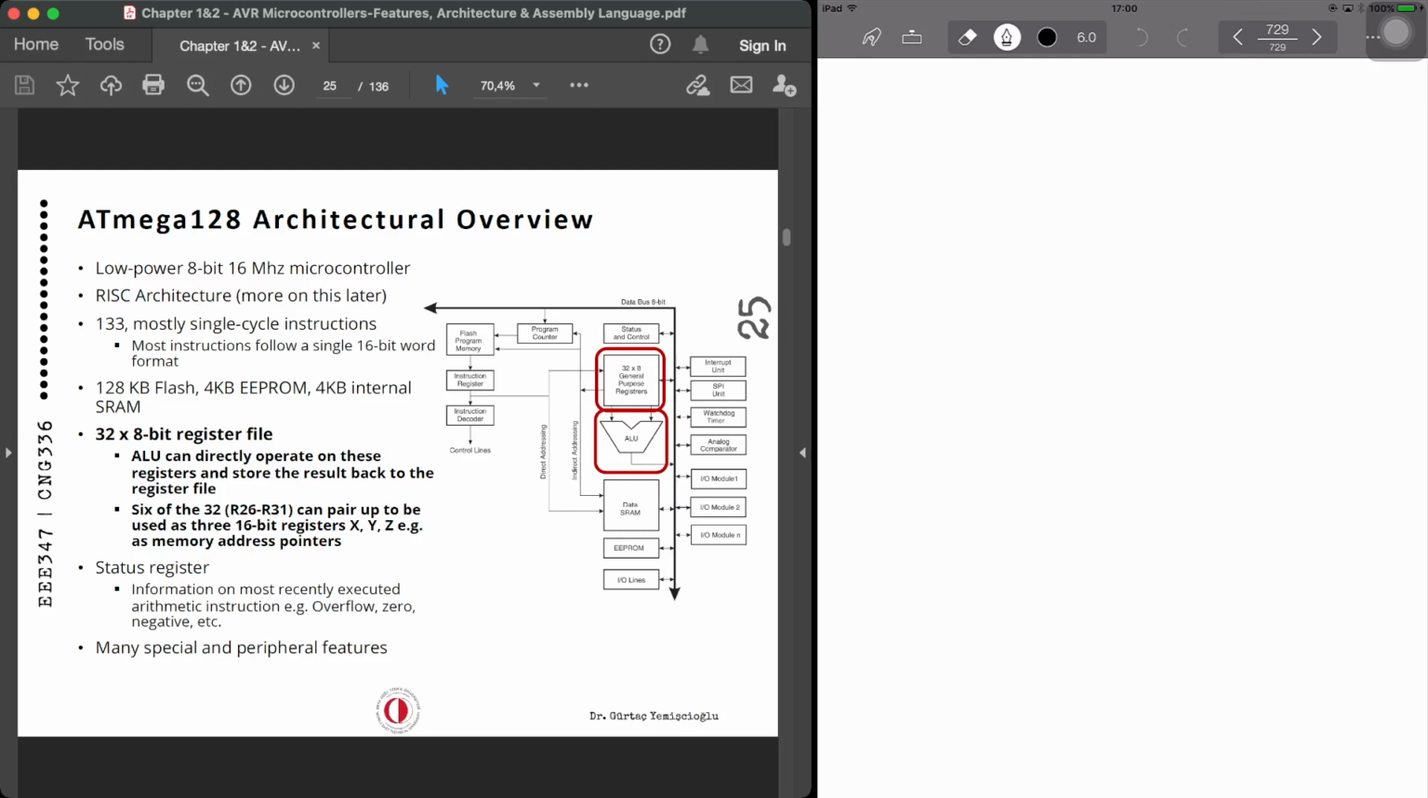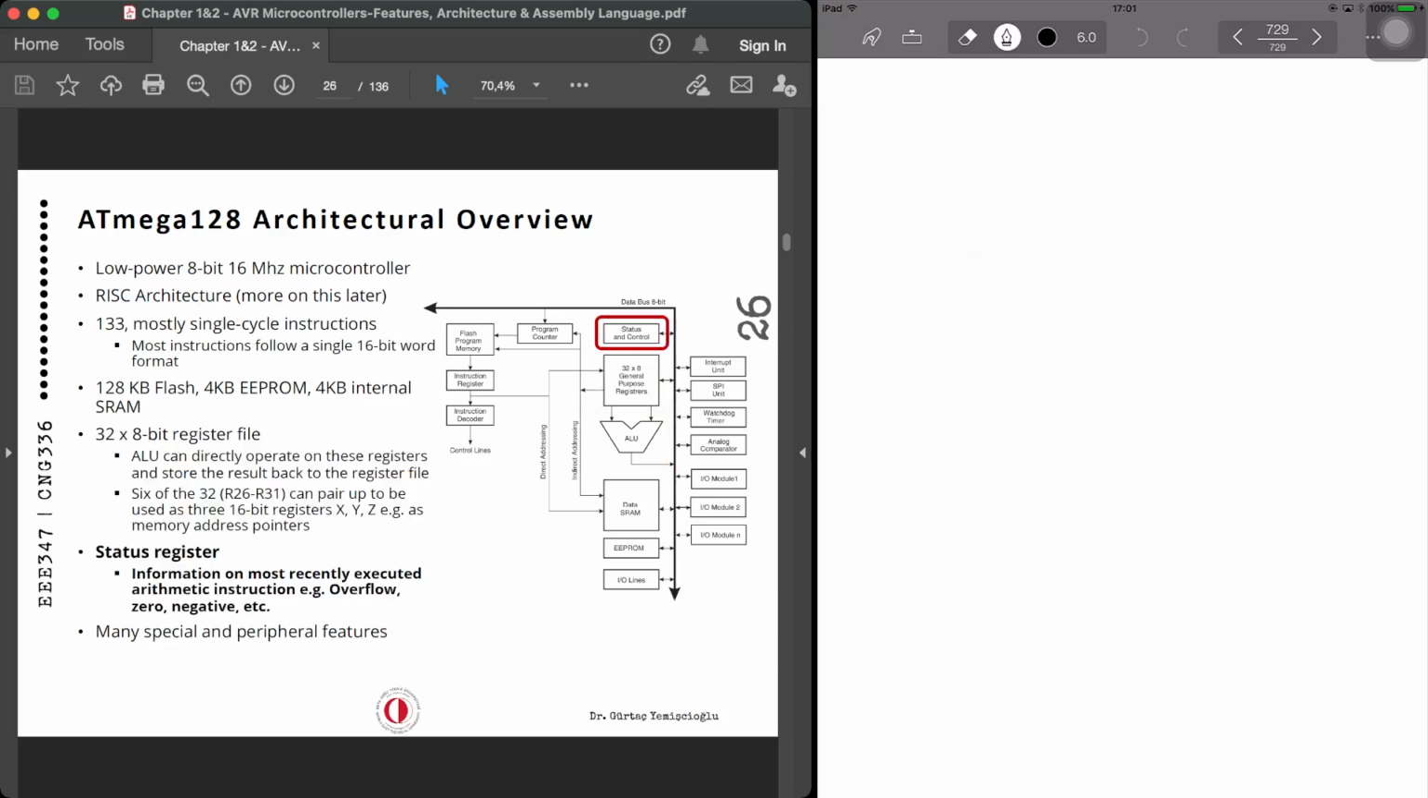Another important thing here is that the ALU can use this directly, fetching the data from there, doing some operations and restoring it there. Six of the 32 registers, from R26 to R31, can be used as pairs. So if you want to create a 16-bit register, you can have R26 and R27, R28 and R29, or R30 and R31 as a pair in which you can store 16-bit data.